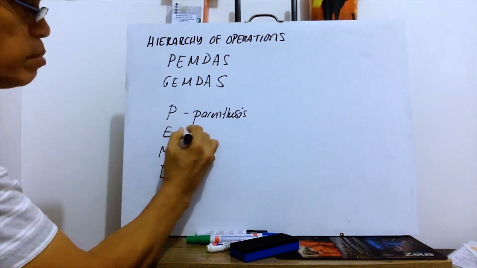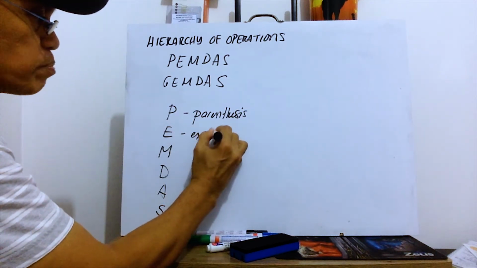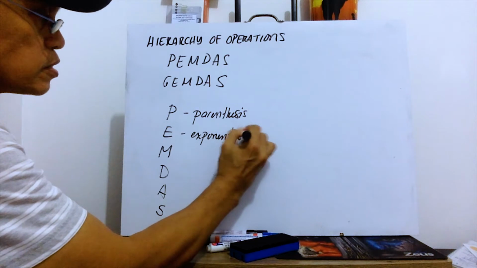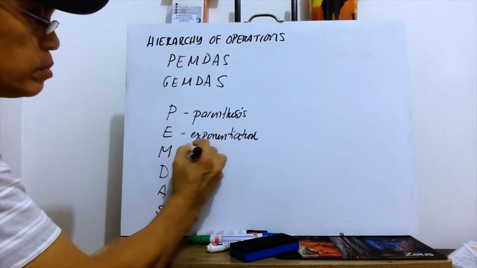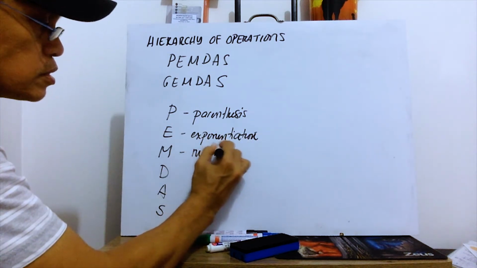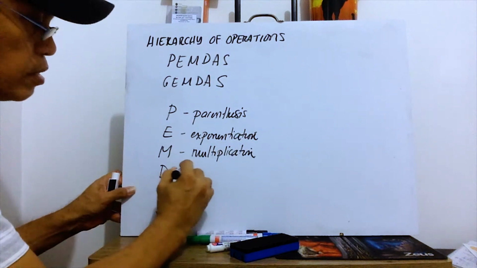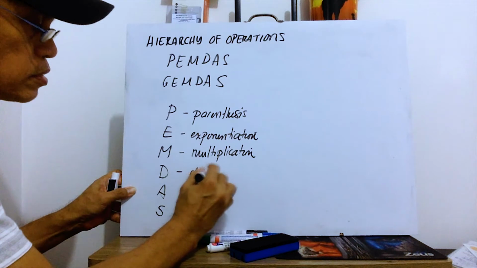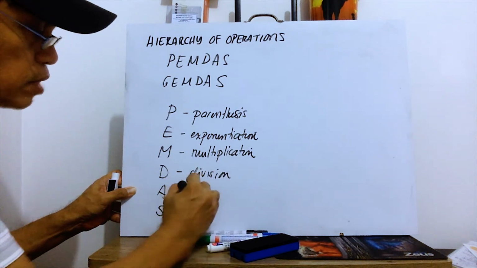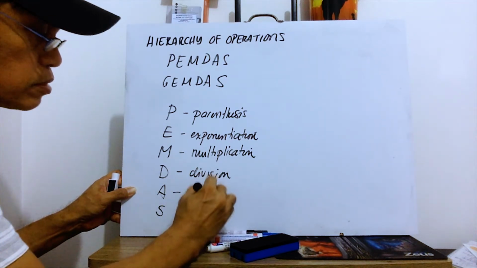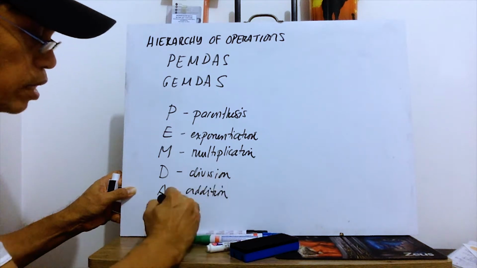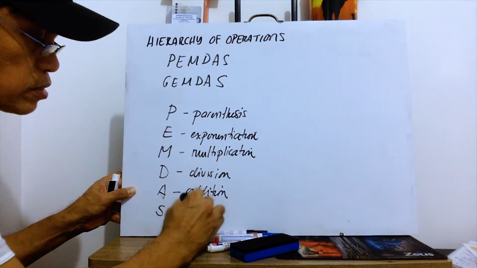E means exponentiation. M is multiplication. D is division. A, addition. And S, subtraction.